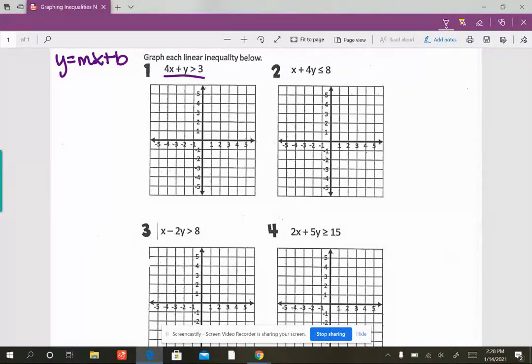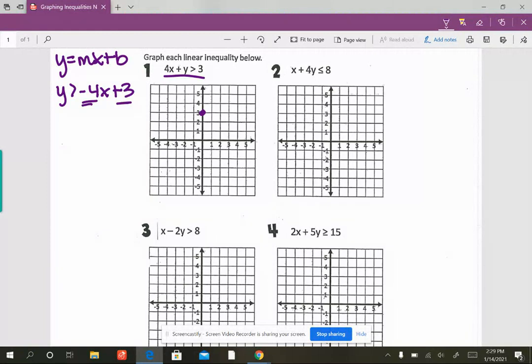So I need to subtract 4x from both sides, and then I'm in y equals mx plus b form. So that's perfect. Real simple, real easy. So I always start with plus b, which is plus 3 here. So I go from the origin up 3, plot a point, and then I'm going to use the slope.